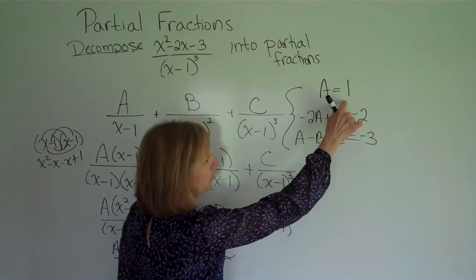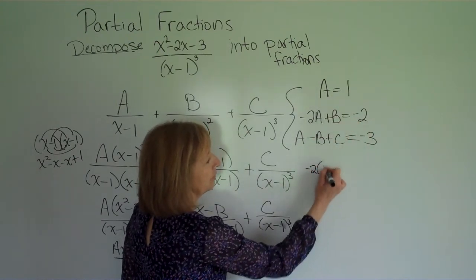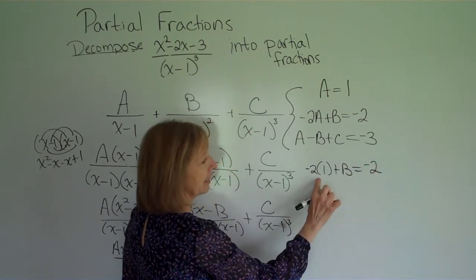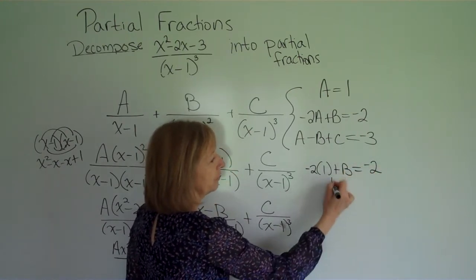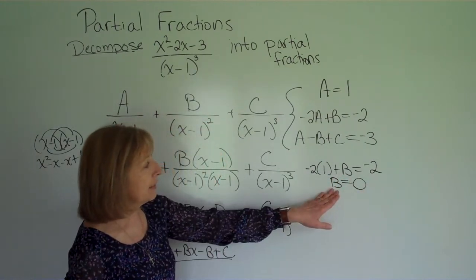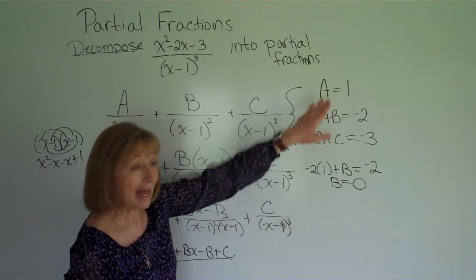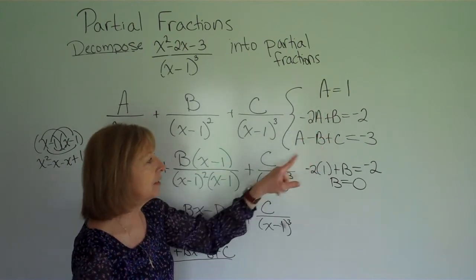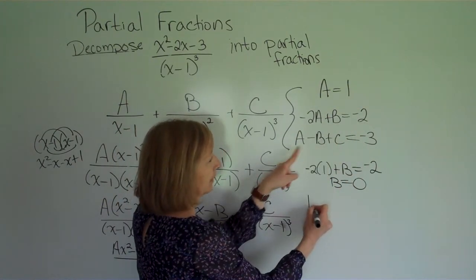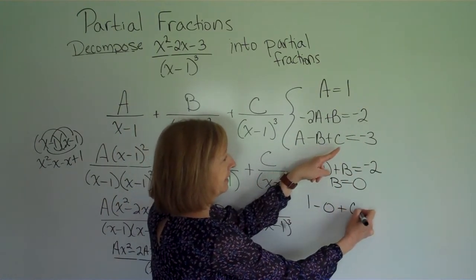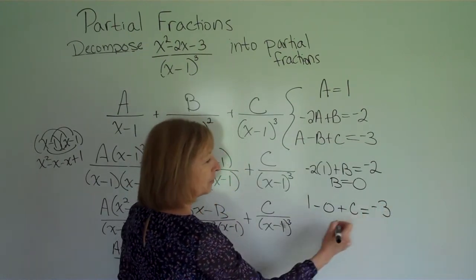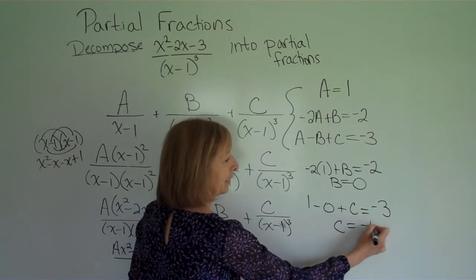So we'll write that out. A is 1. So negative 2 times 1 plus b is equal to negative 2. So that's negative 2 plus b is equal to negative 2. B has to equal 0. And then once we have b is equal to 0 and a is equal to 1, I can come to this third equation, plug in the values for the variables I already know. So I have 1 minus 0 plus c is equal to negative 3. Subtract the 1 over, I get c is equal to negative 4.